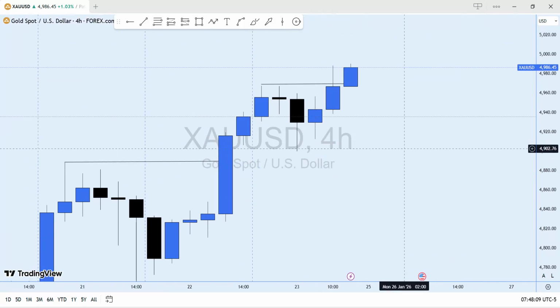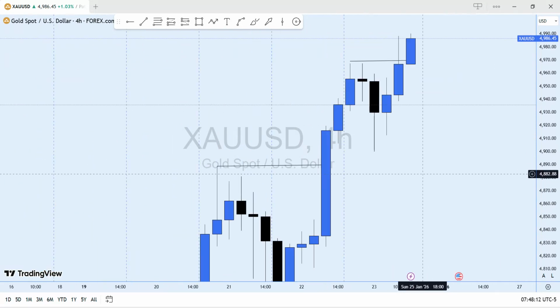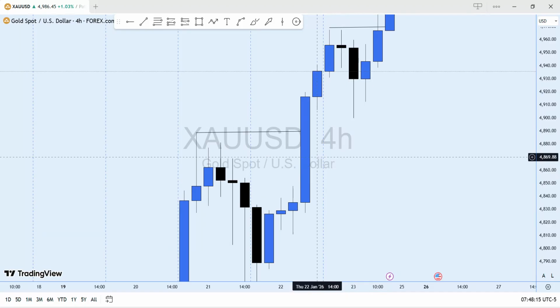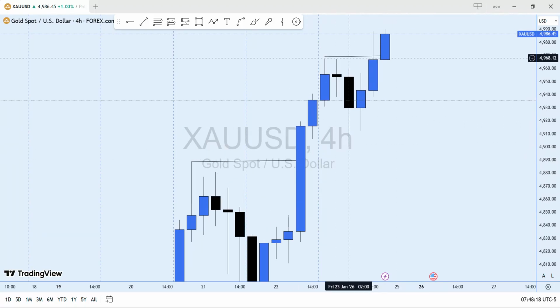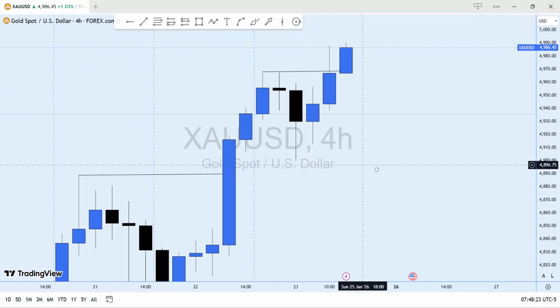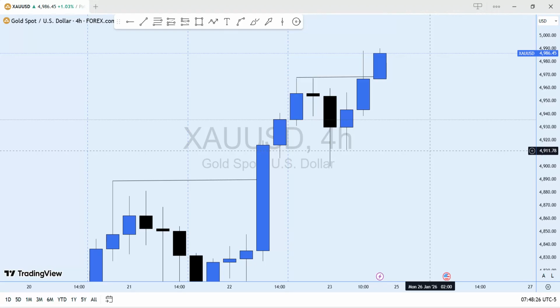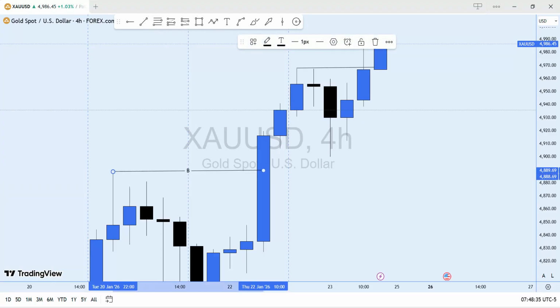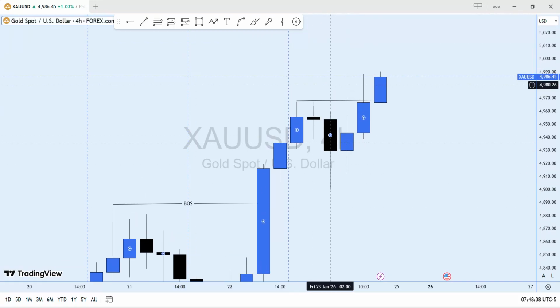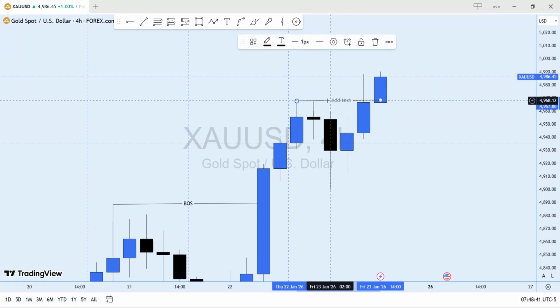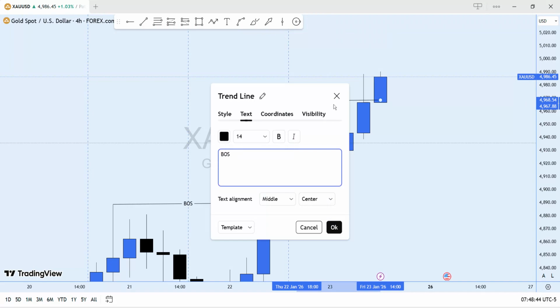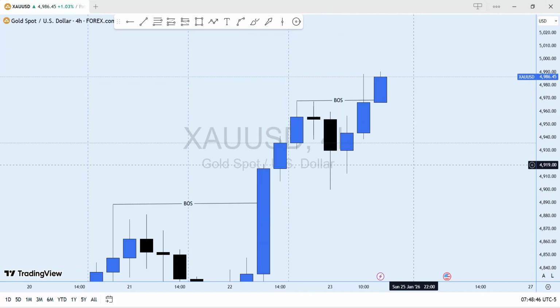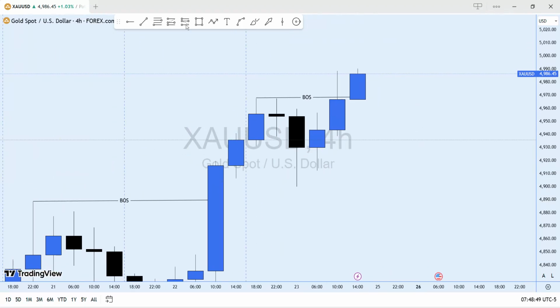So remember, buying low, selling high is not a strategy, right? What is actually a strategy is what you need to have in place before pushing the button. Okay, so this is a break of structure, right? This is also a break of structure. There is a difference between market structure shift and break of structure. All right, so that is a story for another day.